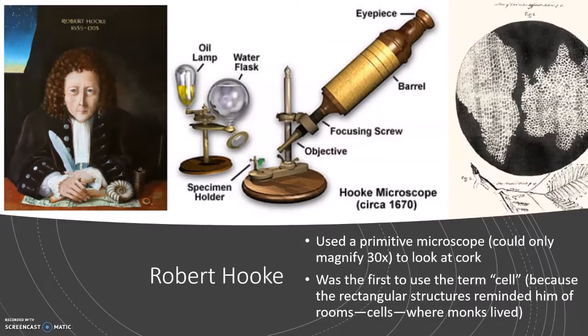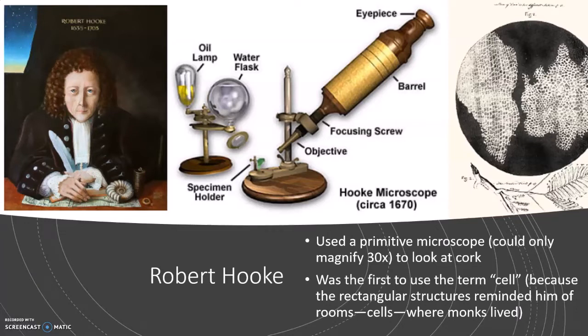So to begin with, we're going to talk about some of the people that were instrumental in our understanding of cells today. And there is a place for you to just briefly write down the contributions of each of these scientists that we're about to talk about. The first one is Robert Hooke, and he was the first person to actually use the word cell, this word that we use all of the time today.